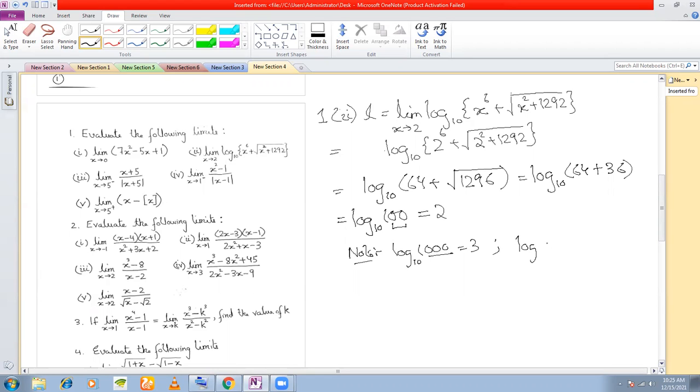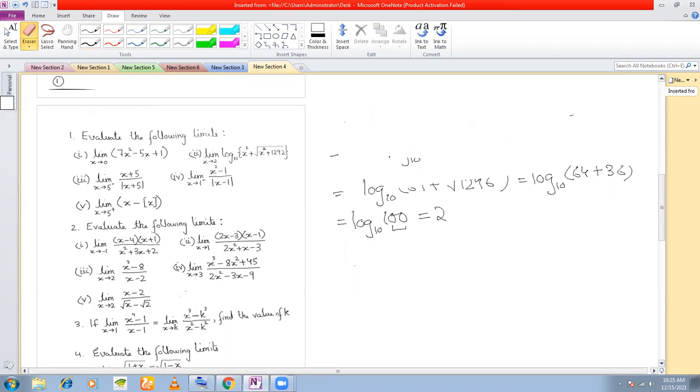Log 10 to the base 10, only 1 zero here, so 1. Okay, fine. So that completes the second one. Let's see 1 3.